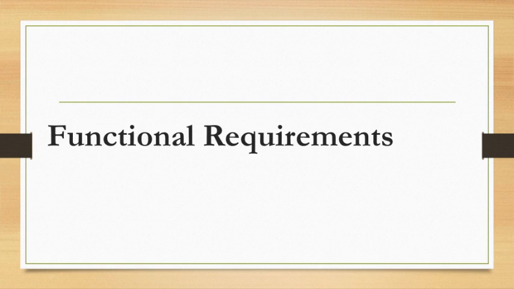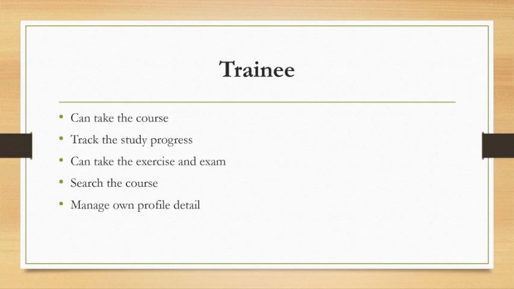The following will discuss the functional requirements for trainee and admin. The functional requirements for the trainee are that they can take the course and also track their study progress. To ensure the trainee can memorize it, one of the functional requirements is to take exams and exercises during their study or after their study. Furthermore, the trainee can search the course or manage their own profile detail, for example, email and username.